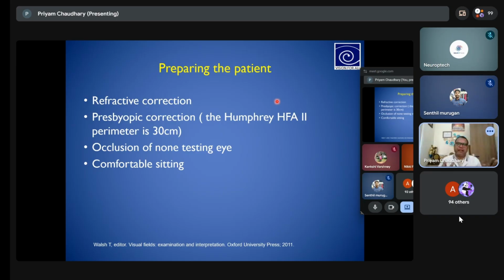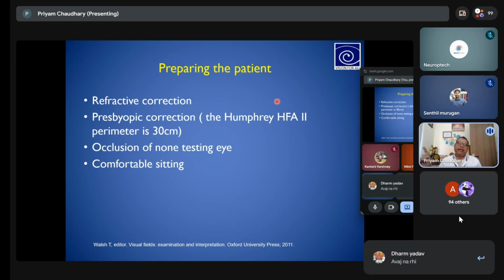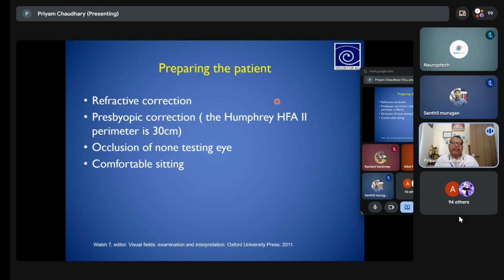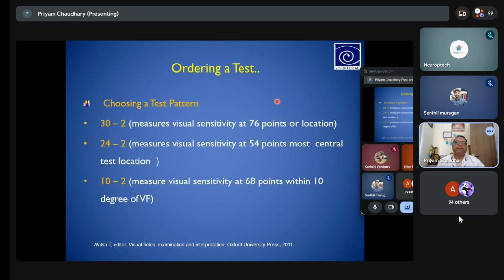If the patient has only one eye, sometimes the right eye is non-visible with no PL, and the left eye, OS, has the vision. So you should be careful. You select left eye only in your machine. Sometimes you select the right eye, and then the wrong test will go. So you occlude the NPL eye also, for your understanding. Make the patient sit comfortably.